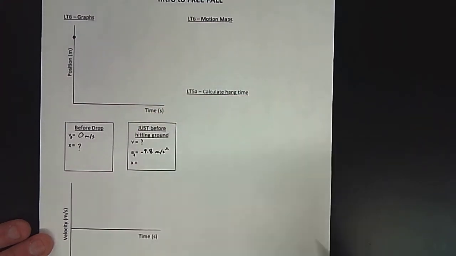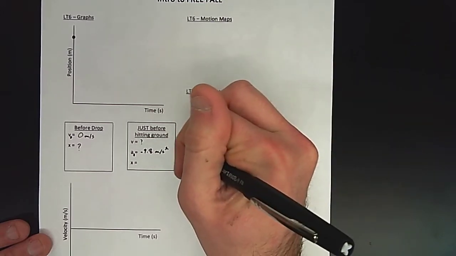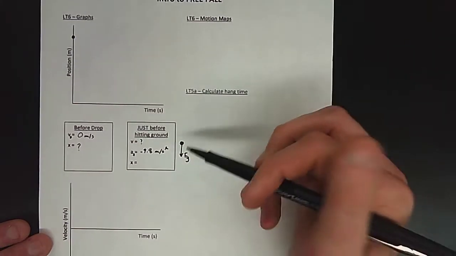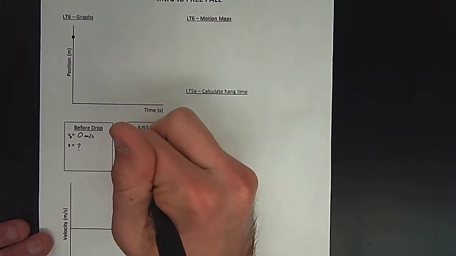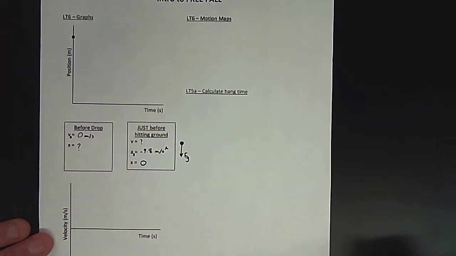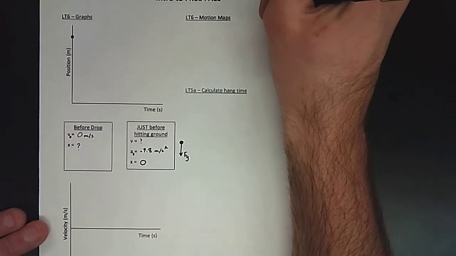And the negative, again, means that acceleration is going down, and that makes sense because the only force acting on my object is my force of gravity, so my net force has to be going down, which means my acceleration is going down. In terms of hitting the ground, it's just before it hits the ground, so we could almost round down and say that the position at the very end is 0. All right, so let's look at motion maps.